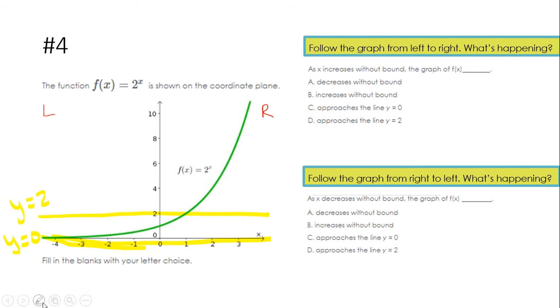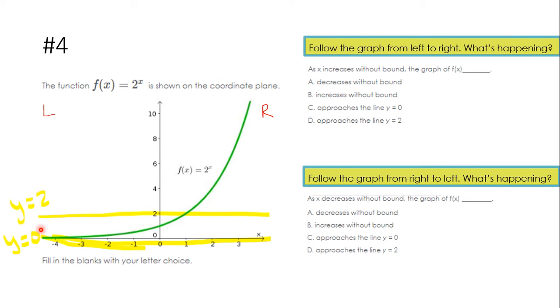So I want to know what is happening as my x's are getting bigger, as it's increasing, what's happening to my function. Is it decreasing without bound? Is it increasing without bound? Or is it approaching one of these two lines? Okay, so there's the visual there. Okay, now as x decreases without bound, so as I'm getting smaller, what is happening to my function?